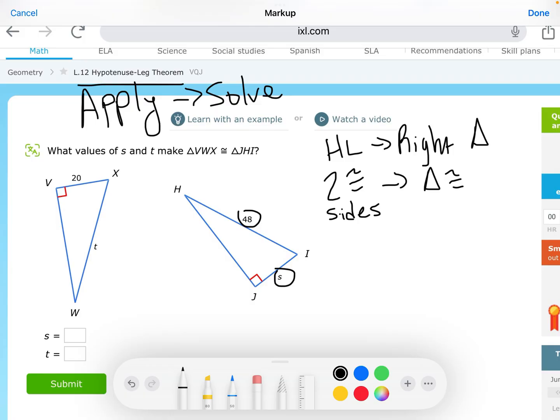So we're going to take advantage of the fact that we have two right triangles and that these two sides should be the same since the triangles are the same. Okay, so let me show you what I mean. So let's get rid of all this.